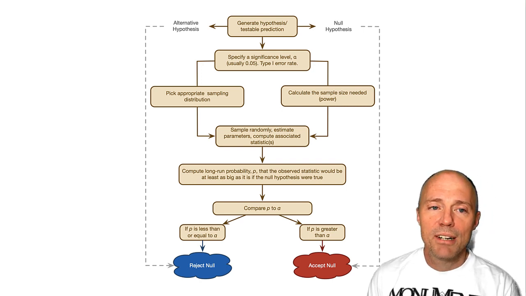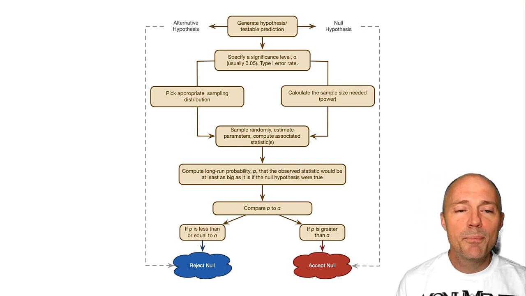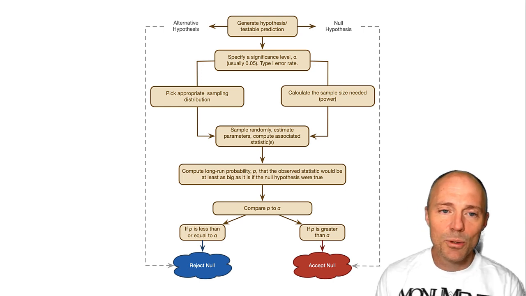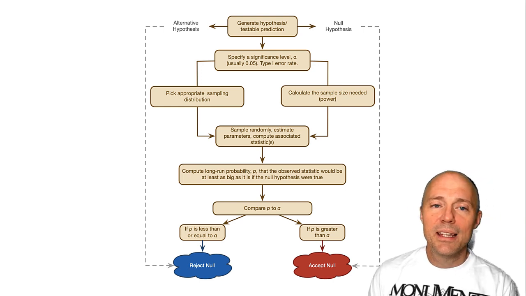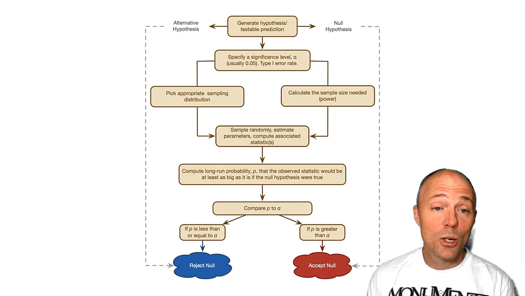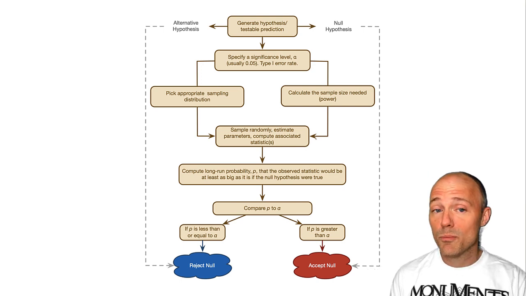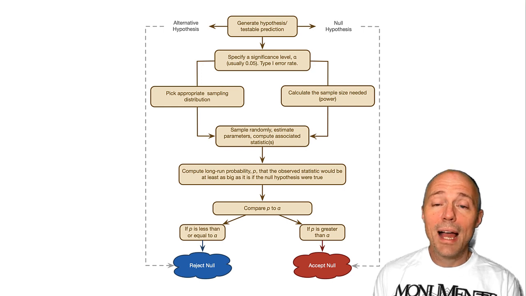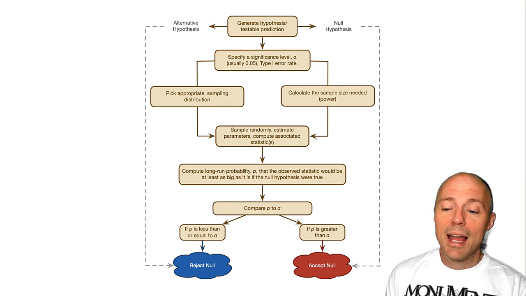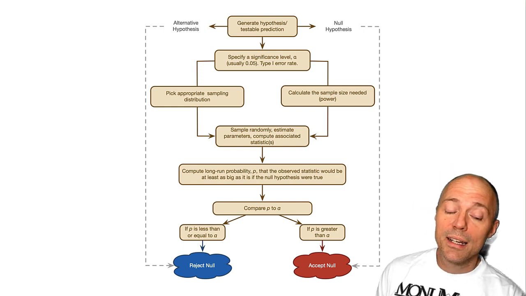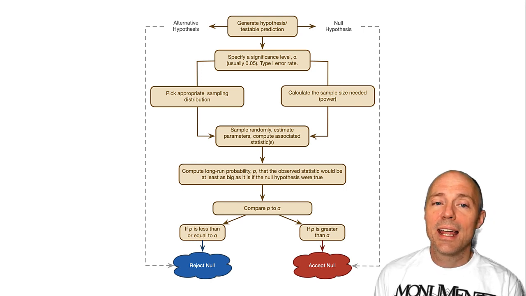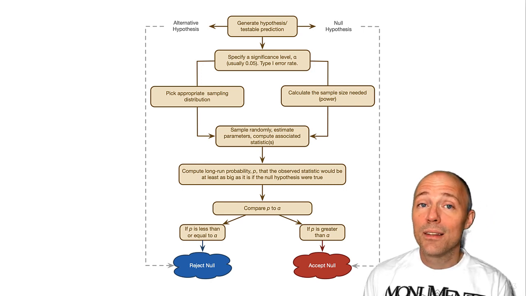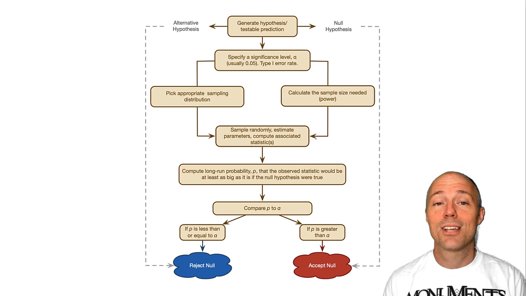So what you do, having generated this hypothesis, is you specify a significance level, and this is going to be basically the threshold that you apply at the end of this process. Now what you're supposed to do is to have a look at the research literature and know the kind of area that you're working in and generate a bespoke alpha level that is appropriate to the research that you're doing.